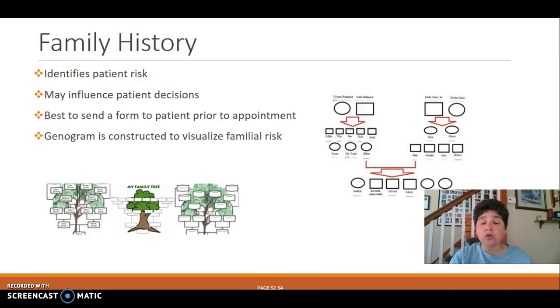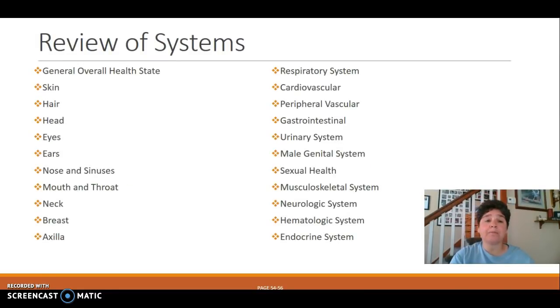And this is something that you guys are going to be doing over the next couple of weeks. You're going to gather information, and we'll talk about this in lab. You're going to gather information from your families, and you're going to create or construct your own genogram, and then we're going to see the things that you are at risk for and the things that you're not at risk for.